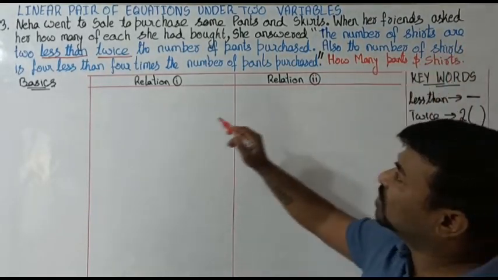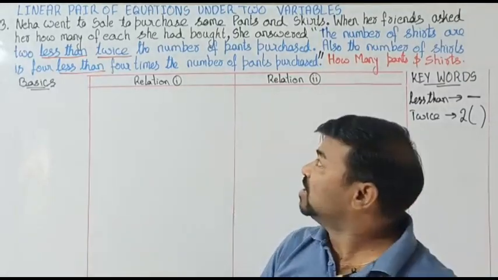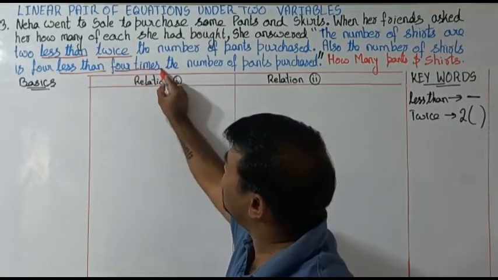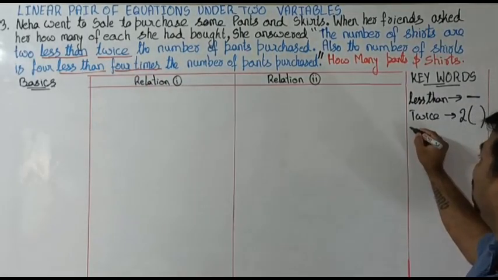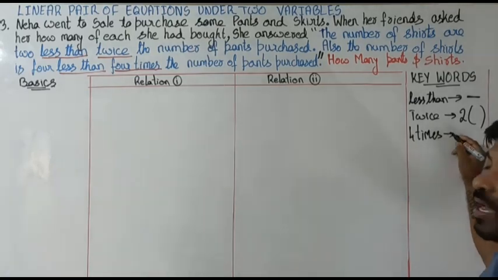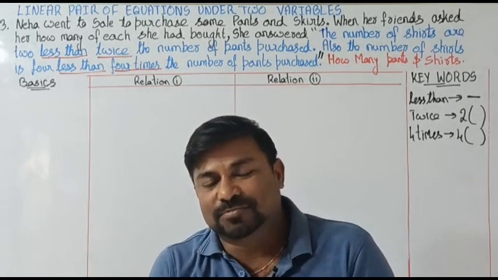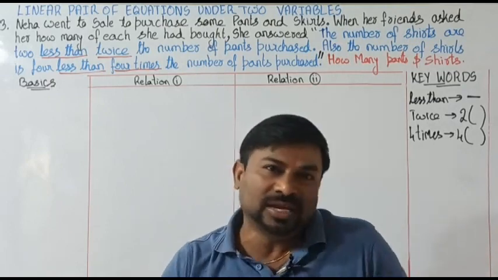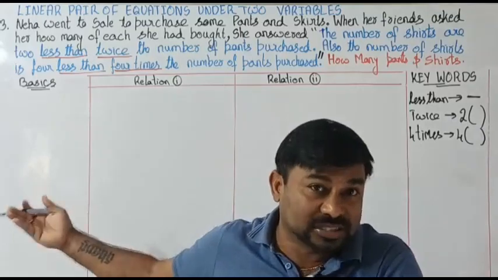And also the number of skirts is 4 less than, and I already said the meaning of less than. The next one is 4 times. Remember it is nothing but 4 into something. What is that something? The unknown, the variable, the x or the y, which we are going to set now.